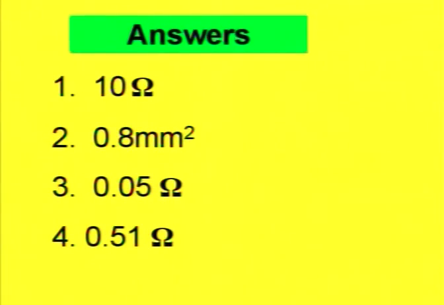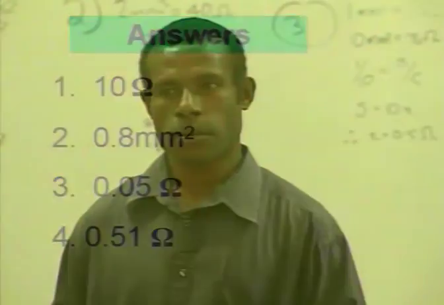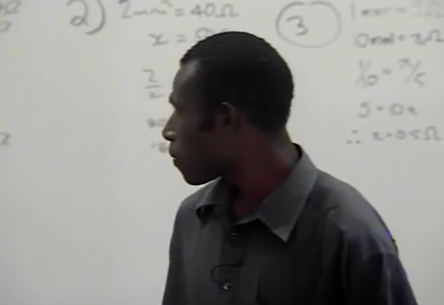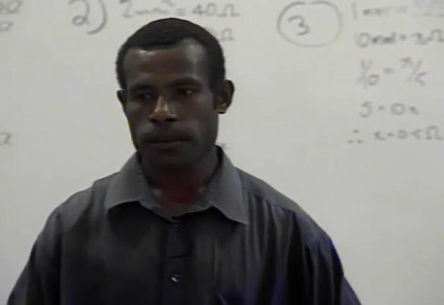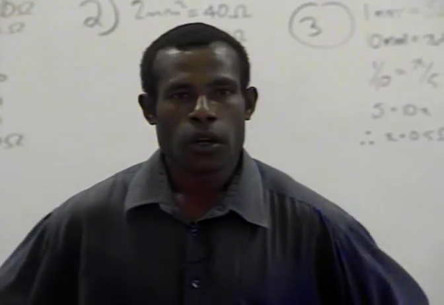Pilot students, you can also go through and check your answers with the ones given. All right, our keyword or key phrase would be resistance and cross-sectional area.